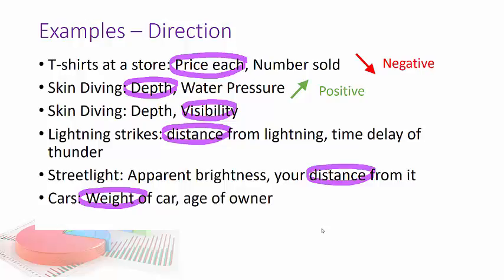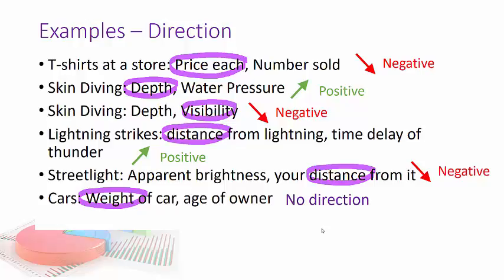When the visibility increases, that must mean that my depth is going down. I'm getting closer to the surface. When my distance increases from the lightning, I expect my time delay to go up, and that would be a positive correlation. When my distance from the street light increases, I expect the brightness to go down, and that would be a negative correlation. And finally, we really don't have any direction for weight of car and age of owner. There's no real good relationship there.